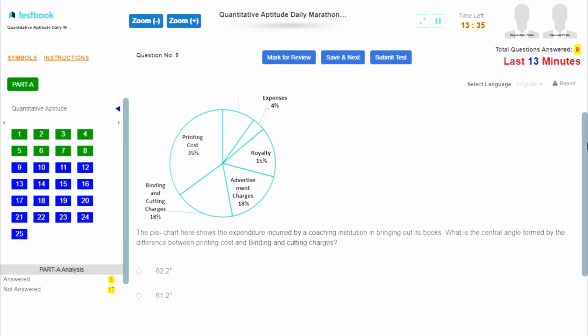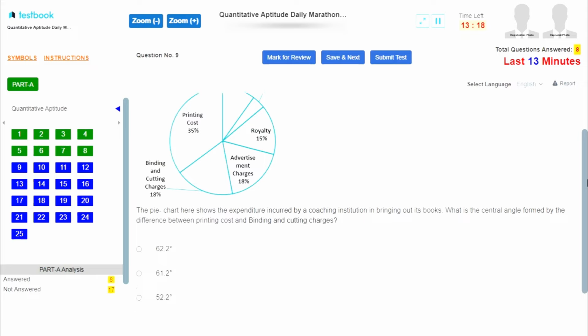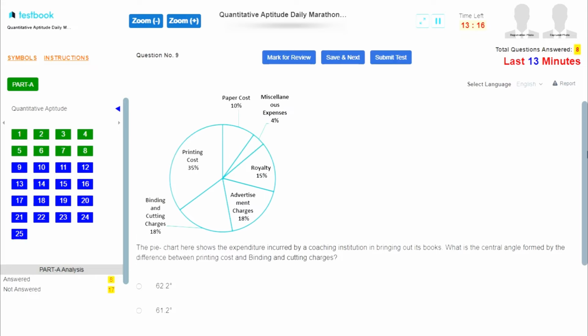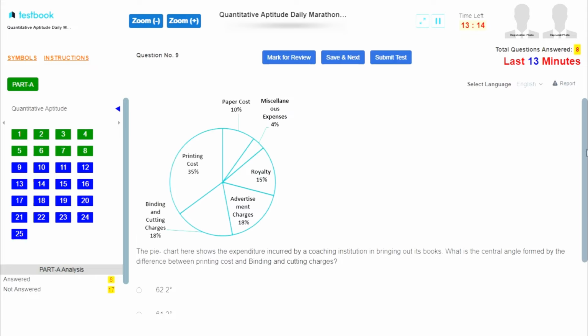The pie chart here shows the expenditure incurred by a coaching institution in bringing out its books. What is the central angle formed by the difference between printing cost and binding and cutting charges? Printing cost 35%, binding and cutting 18%. Difference will be 17. So 17% of 360 degrees. 17% of 360 degrees means 3.6 into 17. 17 sixes are 102, so 61.2.